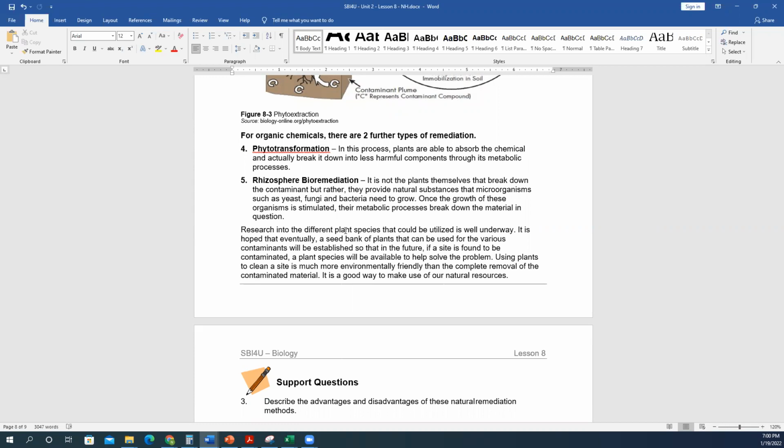whatever that contaminant is in that area. So using plants to clean a site is definitely a much more environmentally friendly way of doing things rather than a complete removal of the contaminated material. And it's also a good way of making use of our natural resources that are available to us.